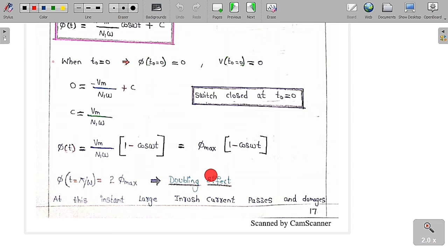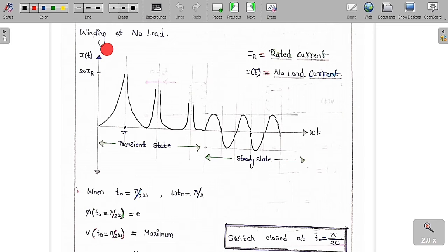Because of this doubling effect, a huge amount of inrush current is going to pass through the winding, and the winding is going to get damaged. Initially at no load condition, the current in this winding is very, very high. So at this instant, a large inrush current passes and damages the winding at no load condition. You can see clearly the no load current at omega t is equal to pi will be very, very huge, and it is going to damage the winding at no load condition.